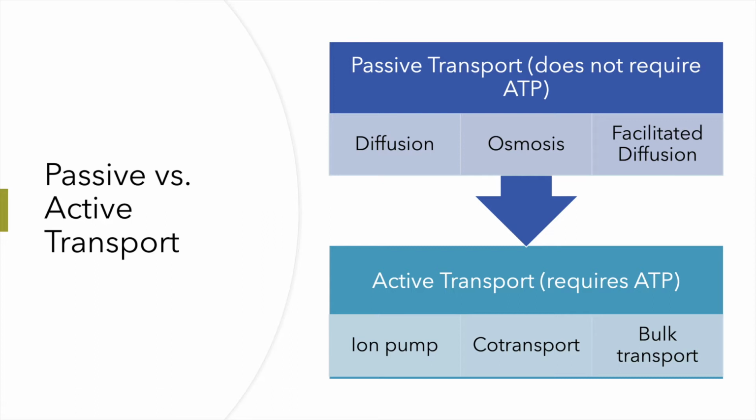Active transport occurs when molecules move against their concentration gradient, moving from a low concentration to a high concentration. This requires ATP. Forms of active transport include the ion pump, co-transport, and bulk transport, which can be broken down into exocytosis and endocytosis.